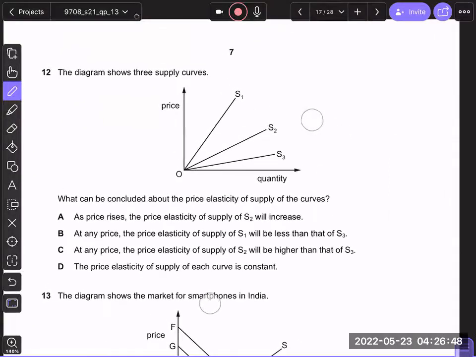The diagram shows the three supply curves, S1, S2, S3. What can be concluded about price elasticity? What will the price elasticity be? Because all the supply curves are passing through the origin, the price elasticity of supply of each curve is constant. It will be constant for all three of them. Why? Because the value of PES is equal to 1.